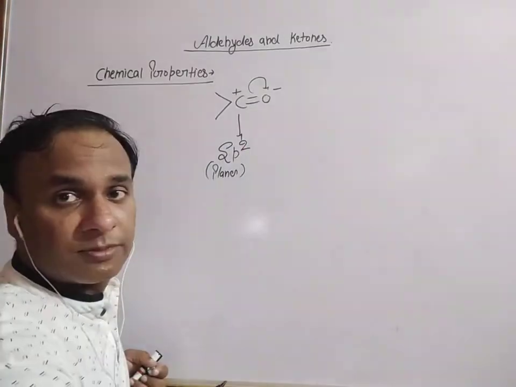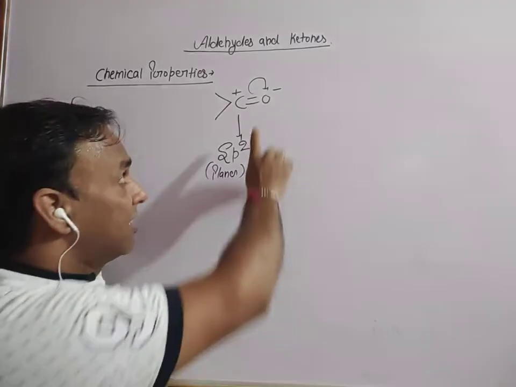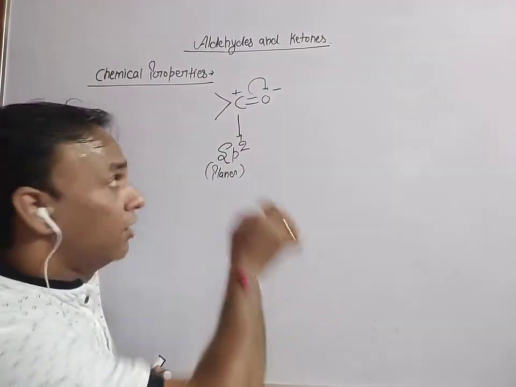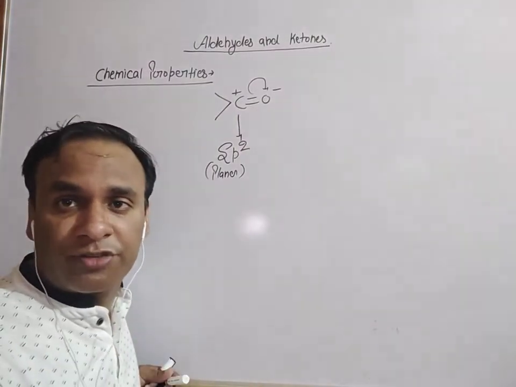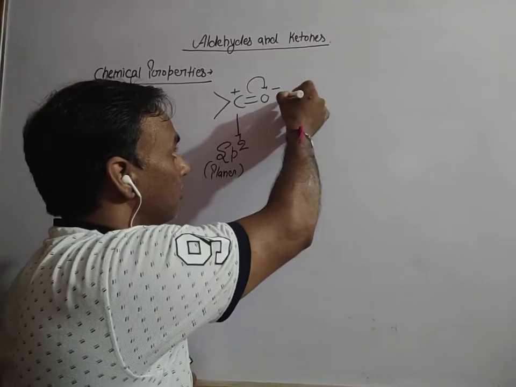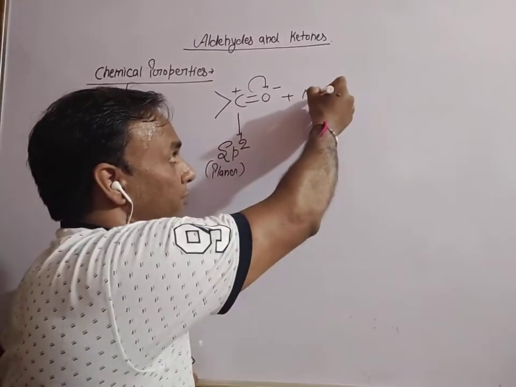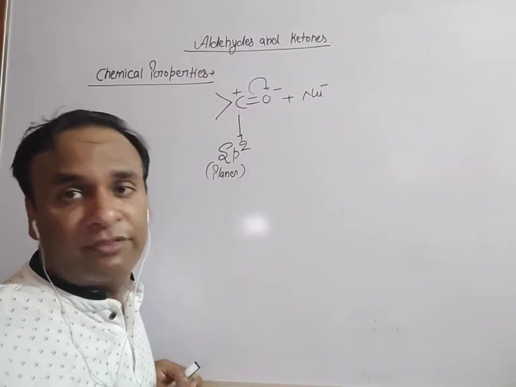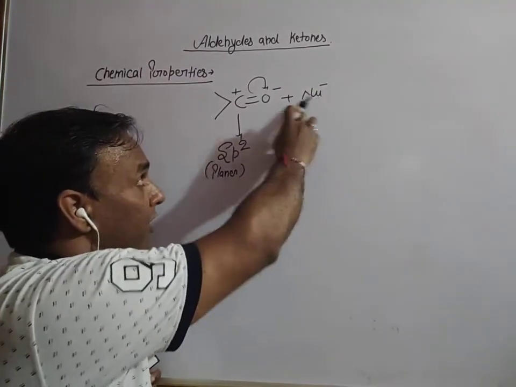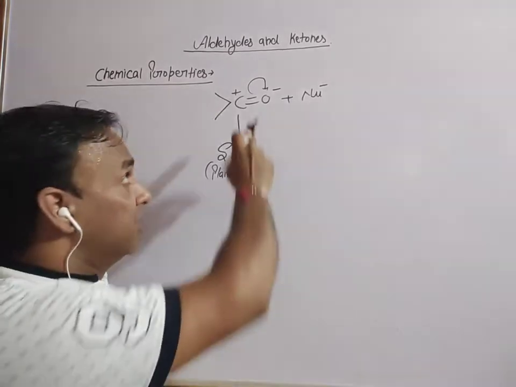When a nucleophile acts on a carbonyl compound, we know that oxygen is more electronegative than carbon, so the pi electron is slightly shifted towards oxygen. Oxygen acquires a partial negative charge while carbon acquires a partial positive charge. The nucleophile, which carries a negative charge, acts on the electrophile, which means the carbon atom.